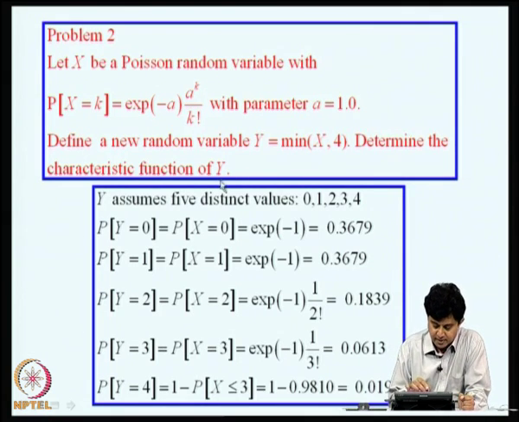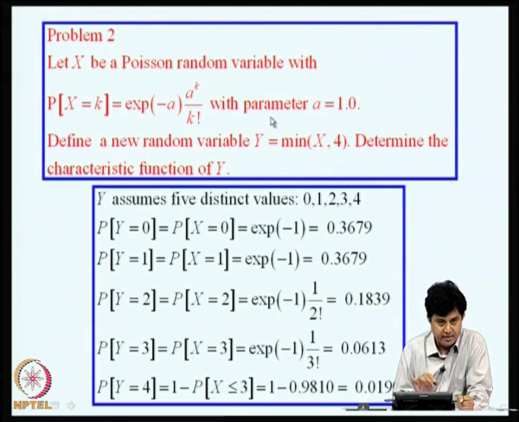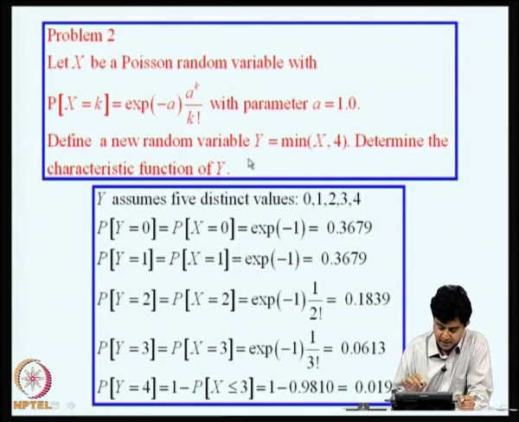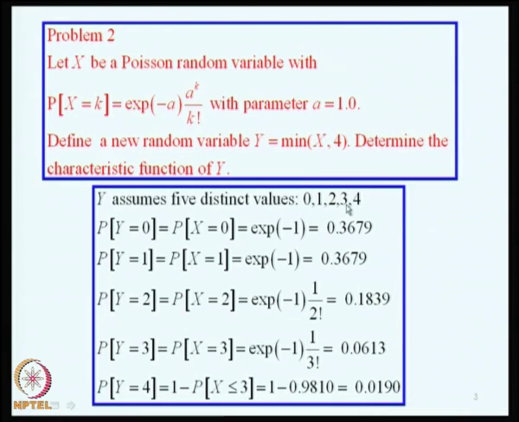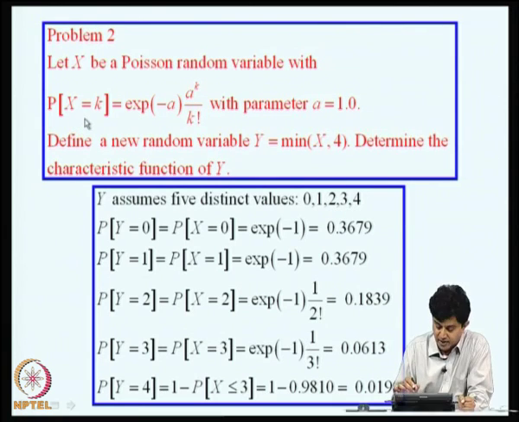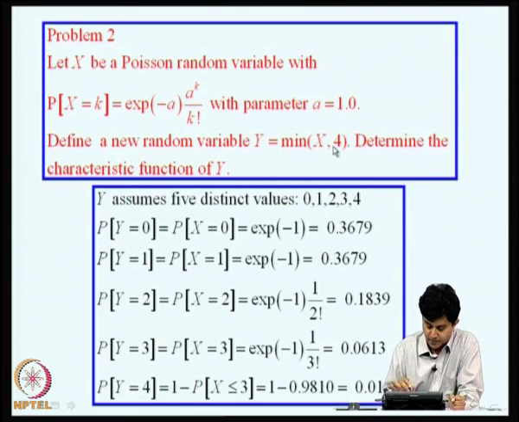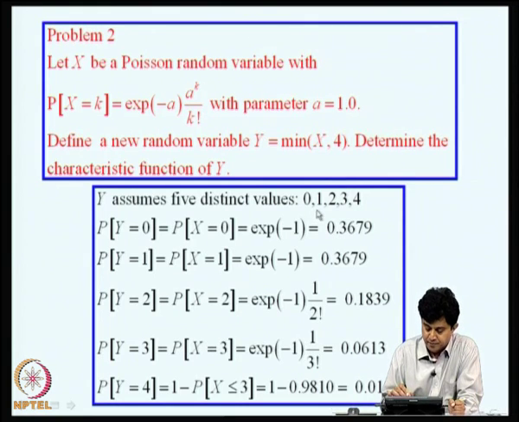Now Y is a discrete random variable. A Poisson random variable is a discrete random variable with a countably infinite sample space, whereas Y will be a discrete random variable with a finite sample space, because it assumes only 5 possible values: 0, 1, 2, 3, 4. If we get, for example, X equal to 5, then according to this transformation Y will assume the value of 4. So what are the probabilities associated with these outcomes?